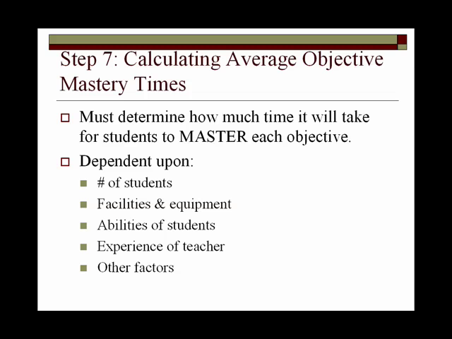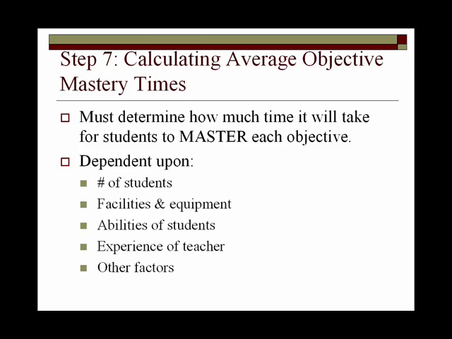Step number 7 is calculating the average objective mastery times. We need to determine how much time it will take for students to master each of our objectives. Master, again, is critical. They are proficient. They can meet all the requirements that you have in your objectives. If you said that they need to be able to make 7 out of 10 free throws on 5 trials, then how long will that take them to do that as a class?